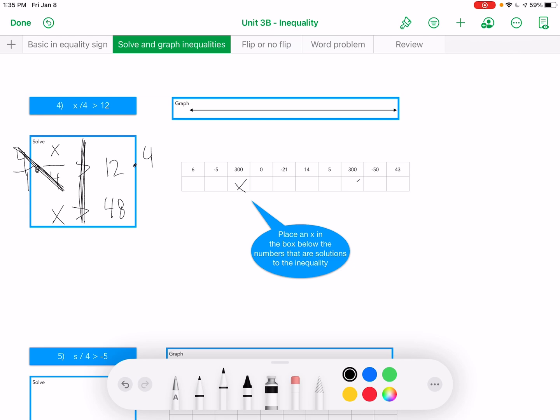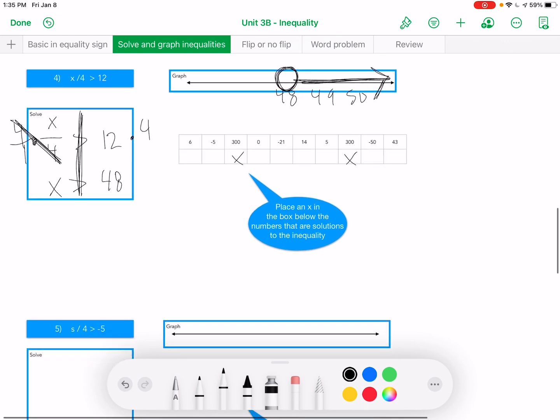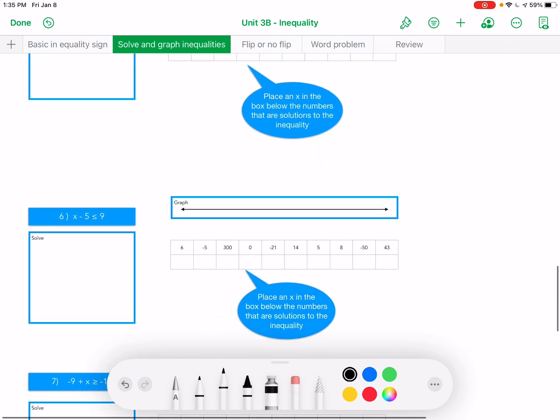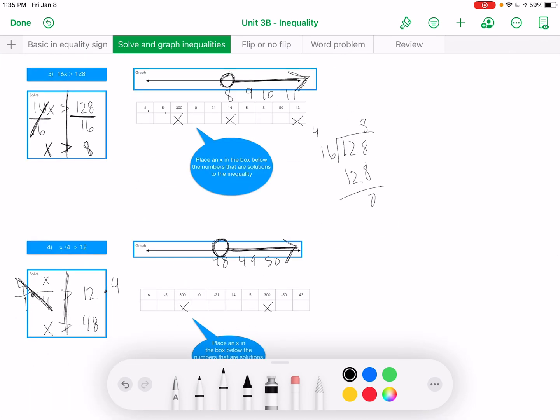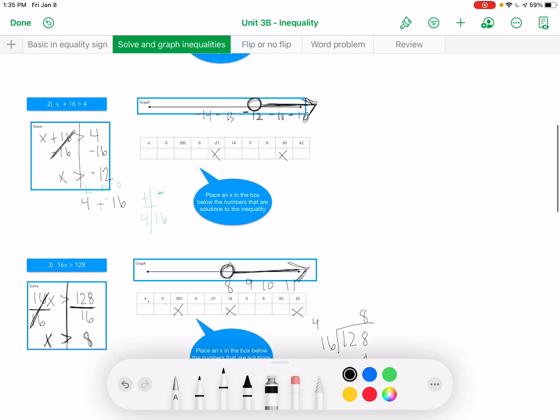48 is not included in the solution set. It is greater than 48, so 49, 50, and so on. Okay, I'm just checking to make sure.